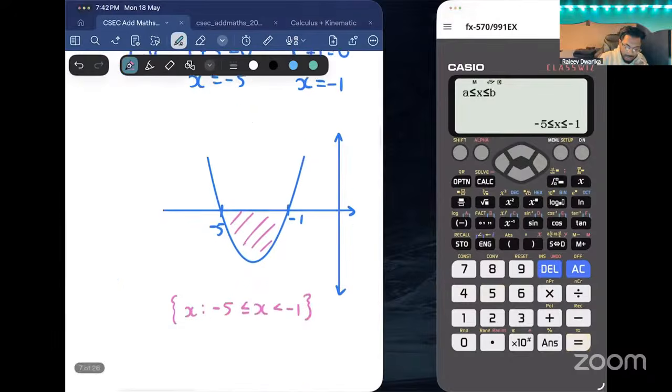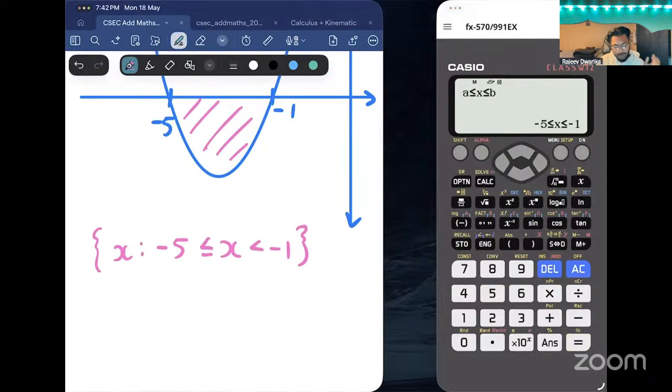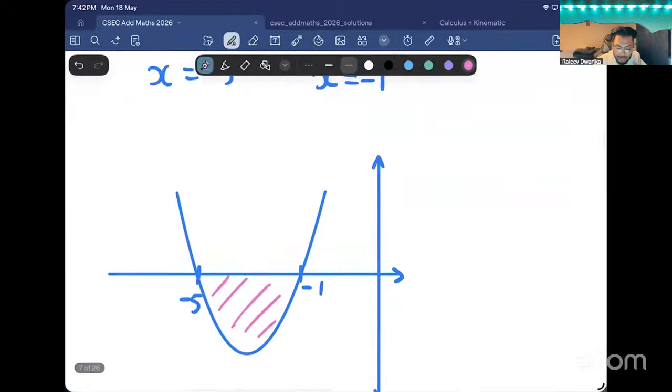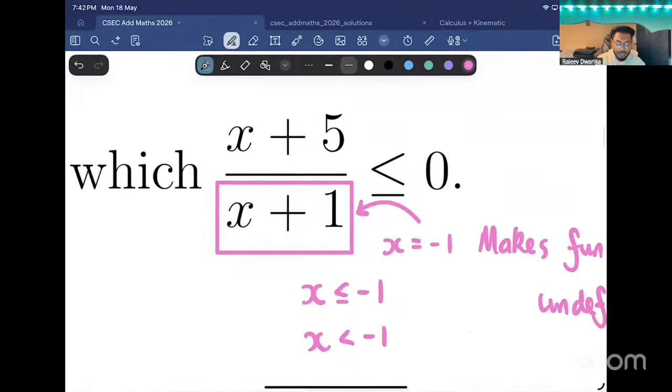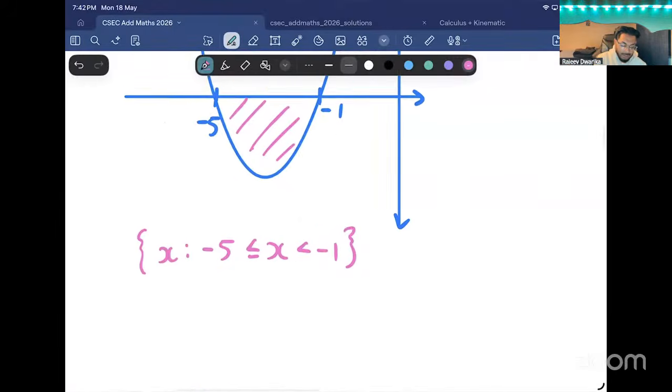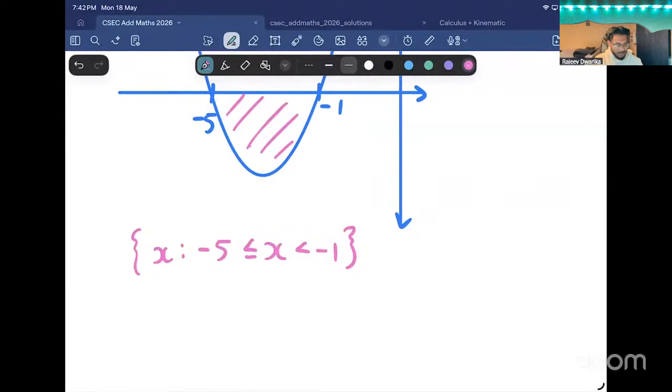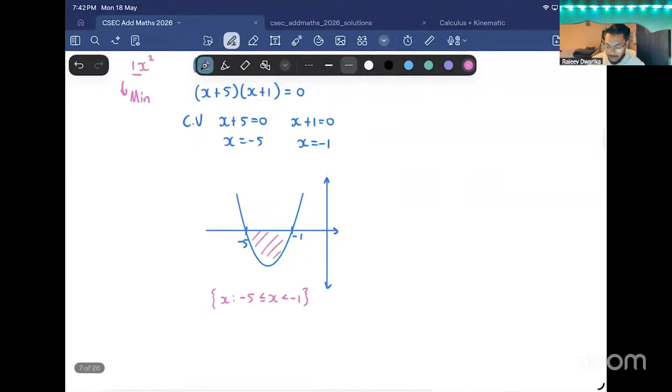Are you seeing that? Bam. But again, you need to understand that your answer can't include -1, because if it is -1, it's going to make the function undefined. So you're supposed to change that less than or equal to -1 to less than -1. All right, let's move on.